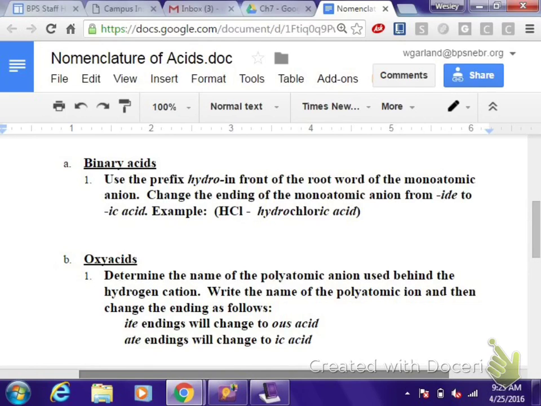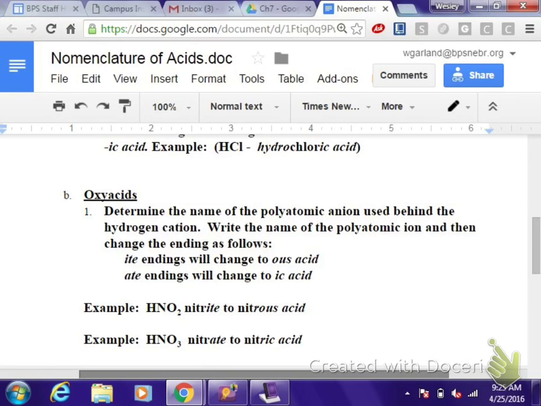So HCl would be like a chloride. The ide comes off and makes it ic. Now, the oxy acids are a little bit more work. So if you guys have your polyatomic ion sheet, you need to get that out so that you can figure these out.